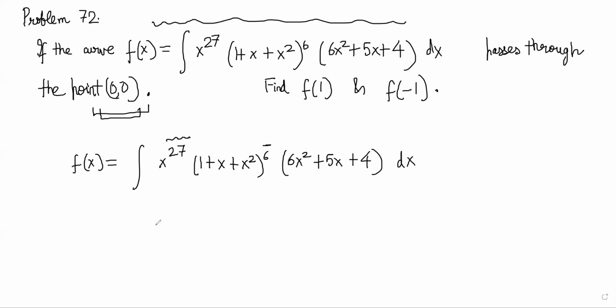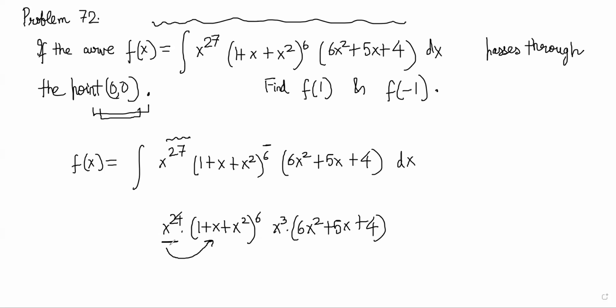If you do that, you can write something like this: x to the power 24, (1 plus x squared) to the power 6, and x cube is here, (6x squared plus 5x plus 4). This is the first thing that I'm trying. I'm going to make x power 24 go into the first bracket. If x power 24 is taken inside, you should get x power 4 inside, because the whole thing is raised to the power 6. So you will get x power 4 times (1 plus x square) whole to the power 6, and outside you have x cube and (6x square plus 5x plus 4).